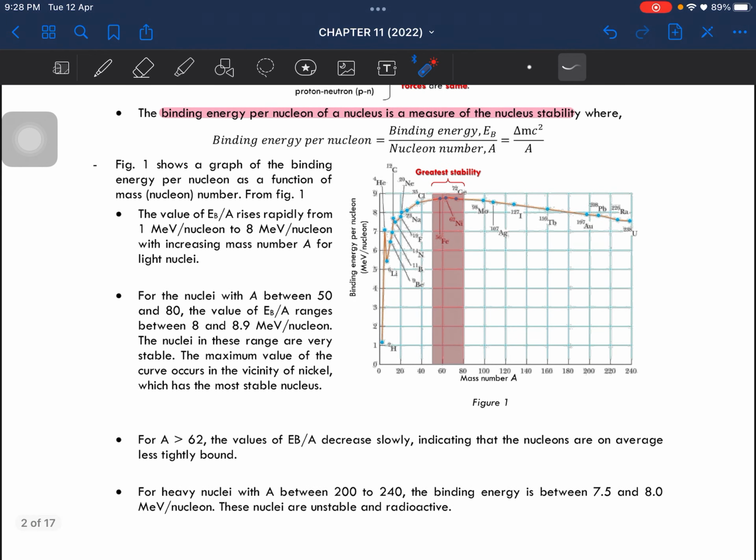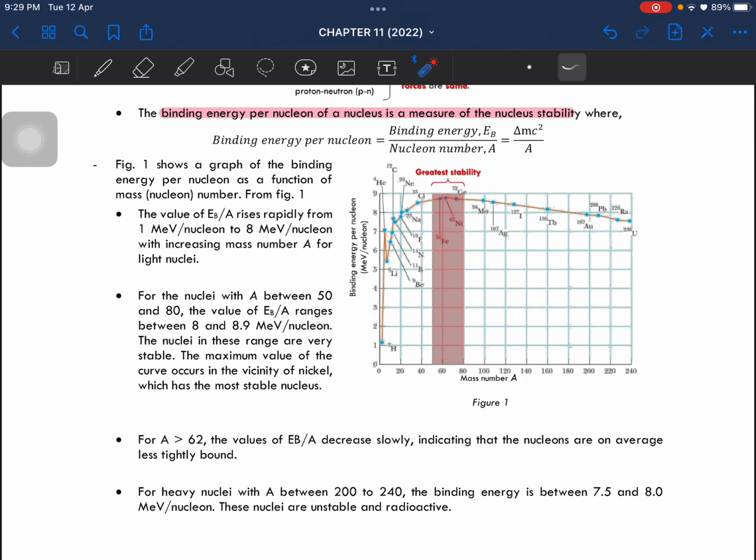This graph here is showing the binding energy per nucleon against the mass number. The value of EB over A, which is this one, will rise rapidly from 1 mega electron volt to 8 mega electron volt with increasing mass number. So the greater the mass number, the greater the binding energy per nucleon.